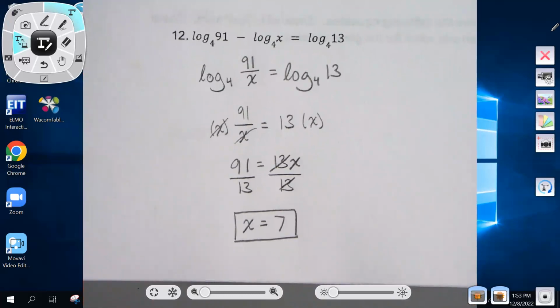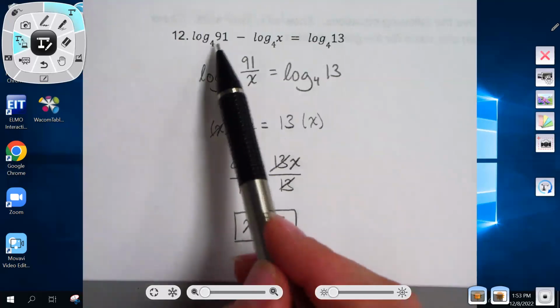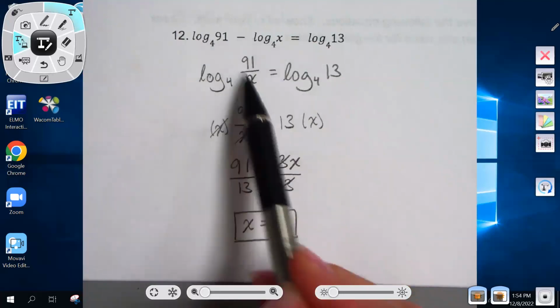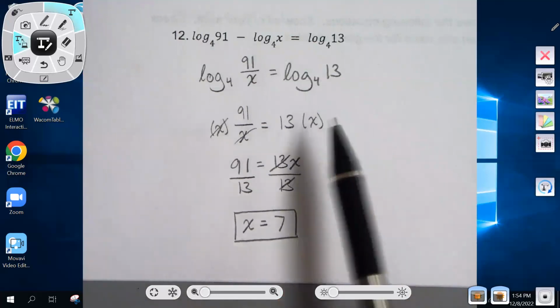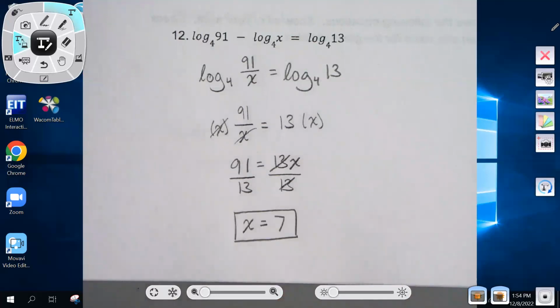Any questions on this page or numbers 9 through 12? So again, for the questions you will use the same method to answer each question that you used on the review. So on number 12, you'll have two logarithms that are being subtracted. You'll need to combine them. Then you'll need to drop the logarithms. Even if the numbers are a little bit different, you're going to be using the same steps to solve. Okay.